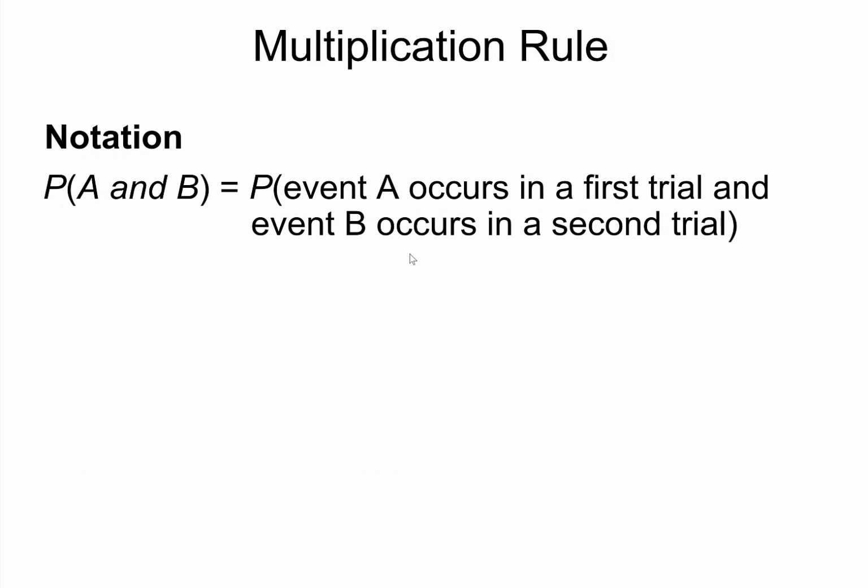The multiplication rule: probability of A and B is the probability that event A occurs in the first trial and event B occurs in the second trial.